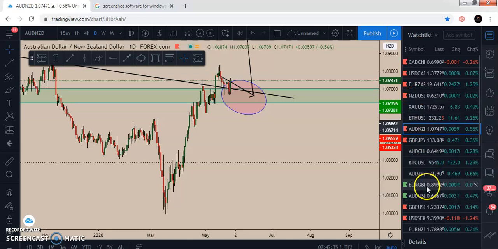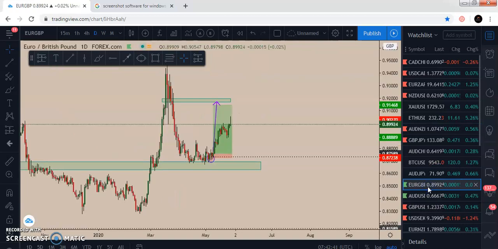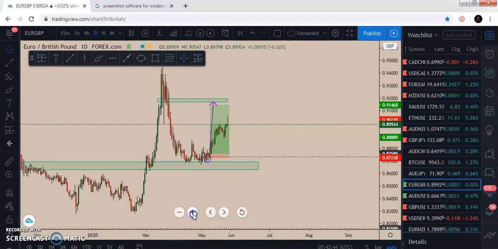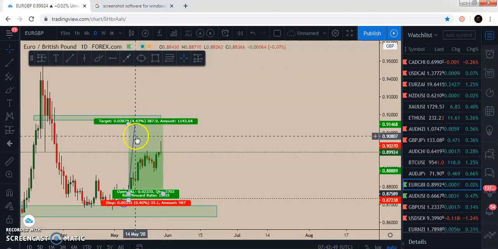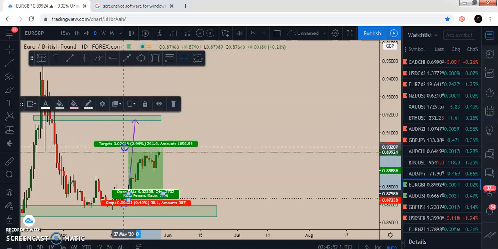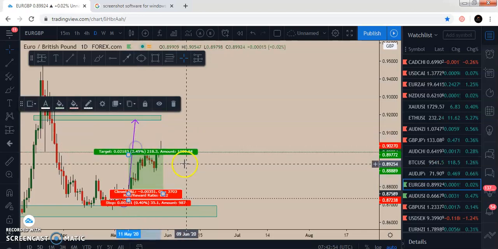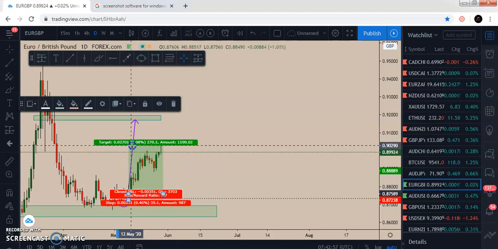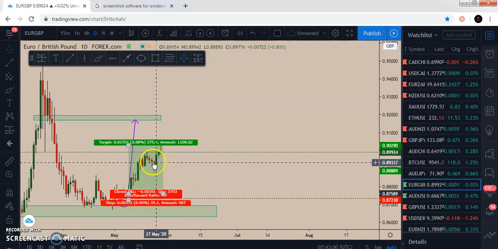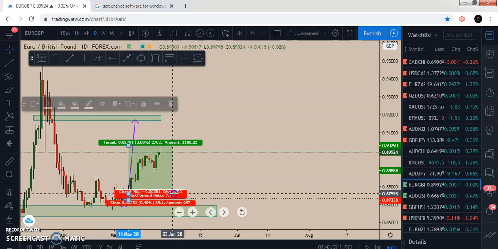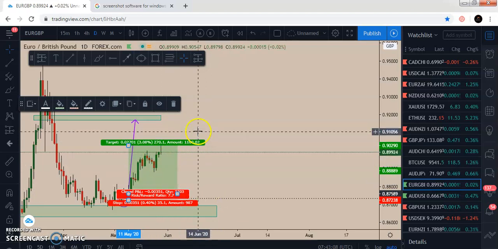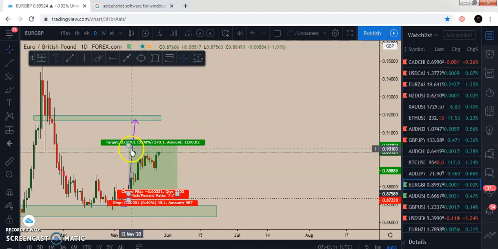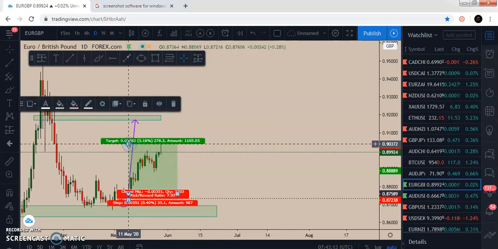Okay, let me quickly show you the pairs that we had running for the previous week. Now, we have Euro Great British Pound running risk free as well for a 1 to 11 risk to reward. As you can see, we've gotten a 1 to 7.7 risk to reward already. So if you are in this trade with me, you can as well close if you can't hold anymore. Let me say a 1 to 8 risk to reward.